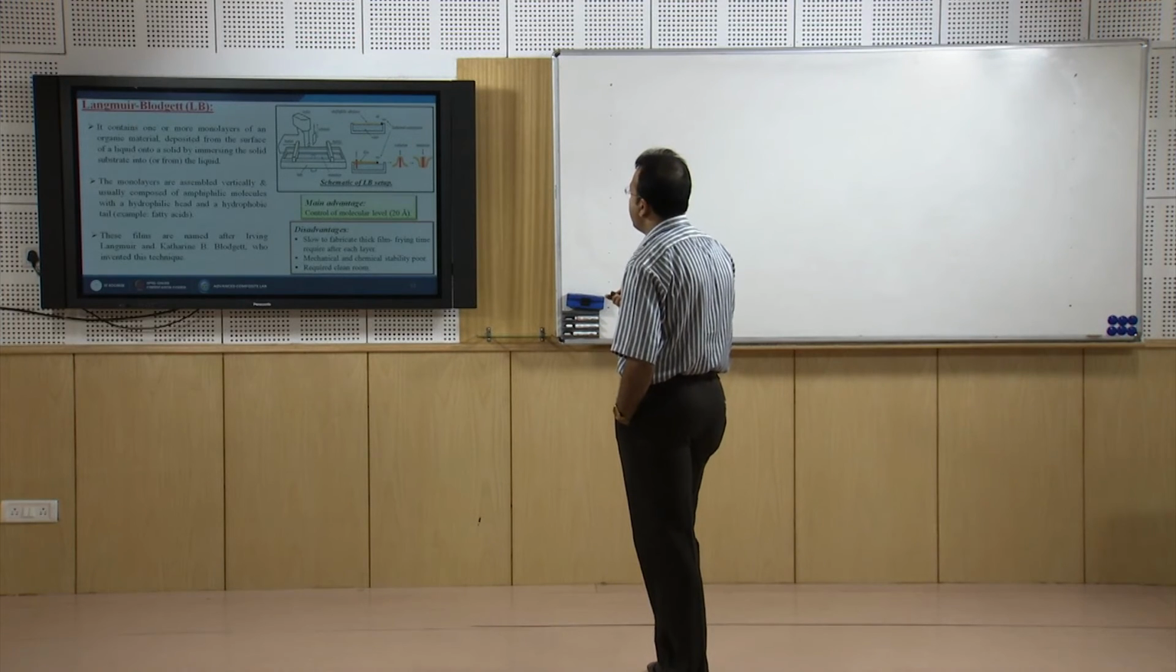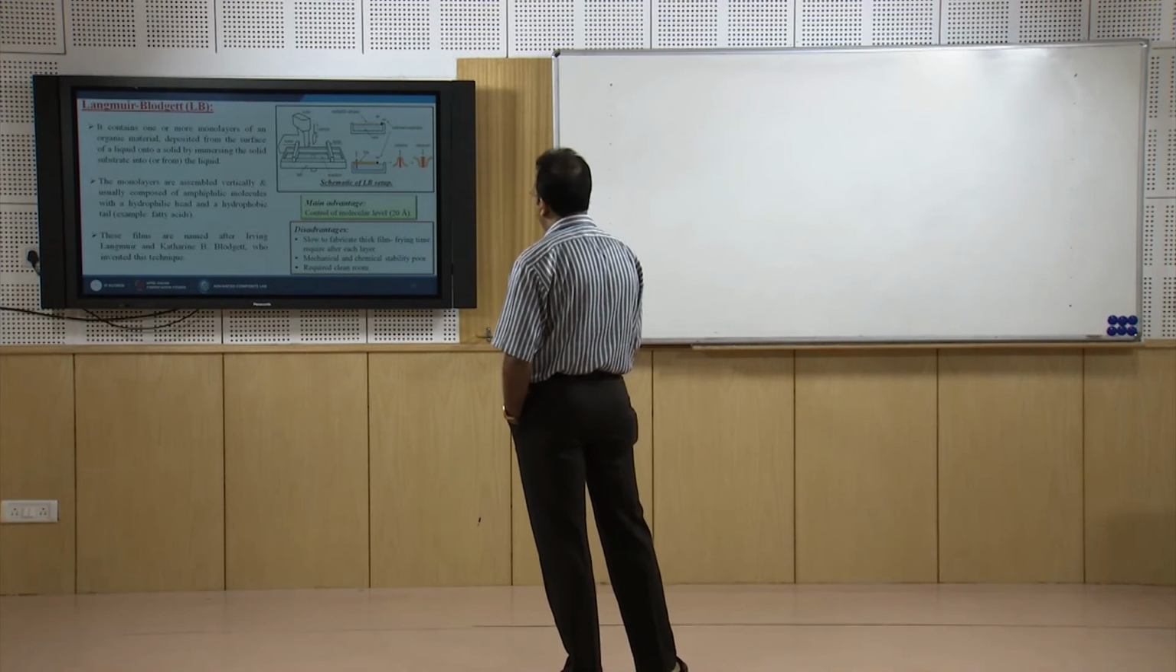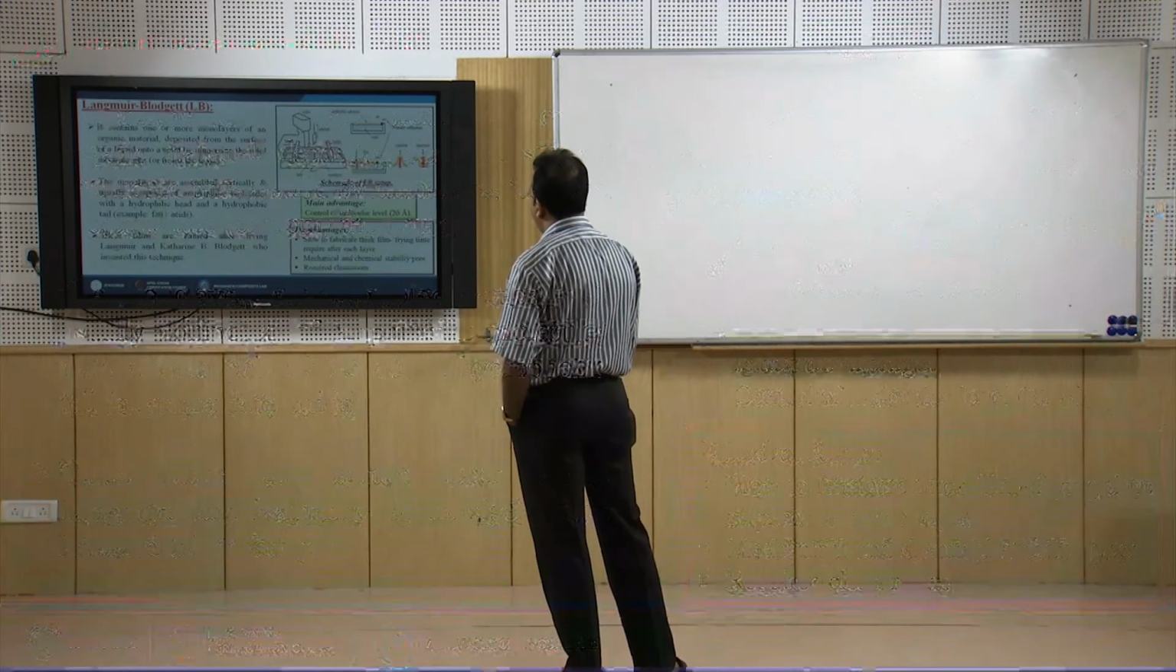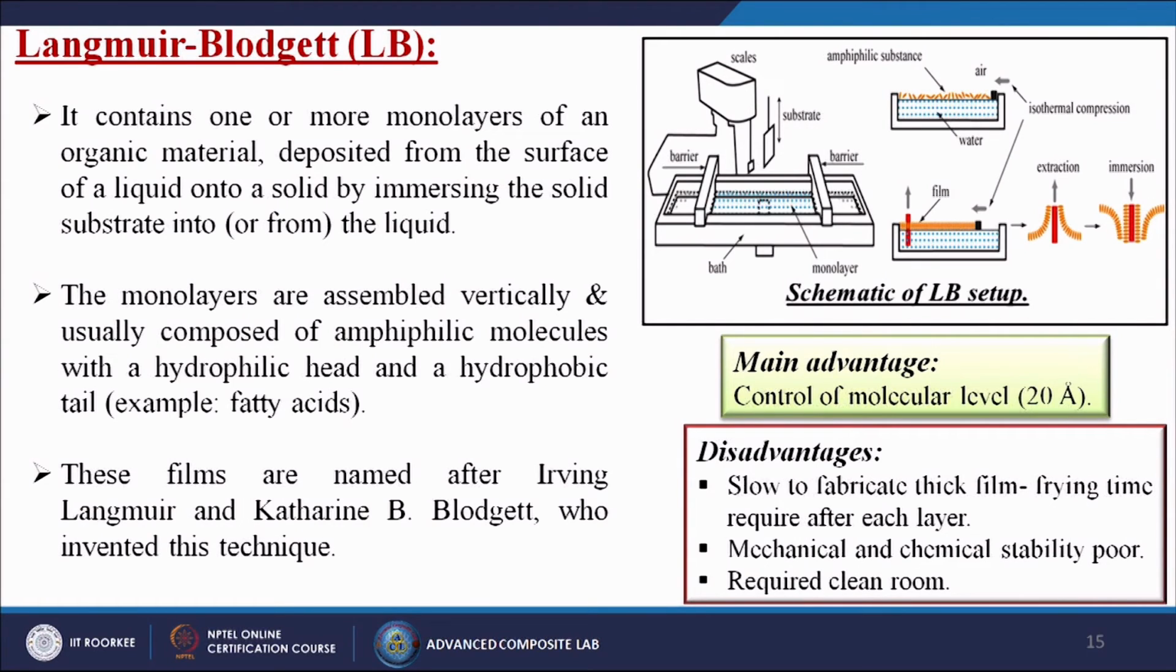So, here is the schematic diagram of the Langmuir-Blodgett setup. We have the substrate, the barrier, the scale, and here the bath in which we keep our monolayer materials. First we dip our substrate into that layer itself. Generally we do it by the isothermal compression method. So, we dip the film, then do the extraction process, then the immersing process, and in this way we do the coatings onto our substrate materials.